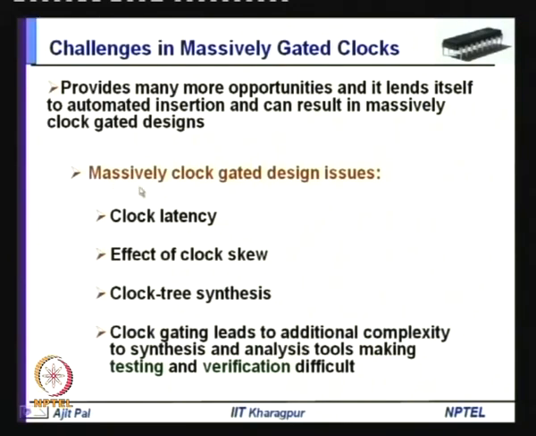However, whenever you go for massively clock gated design, there are many issues and challenges you have to overcome, and some of the challenges are mentioned here. Number 1 is clock latency, number 2 is effect of clock skew, number 3 is clock tree synthesis, which I shall discuss in a little more detail, and another important issue is clock gating leads to additional complexity in synthesis, and you have to perform what is known as static timing analysis.